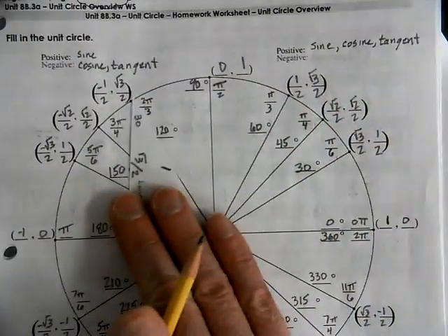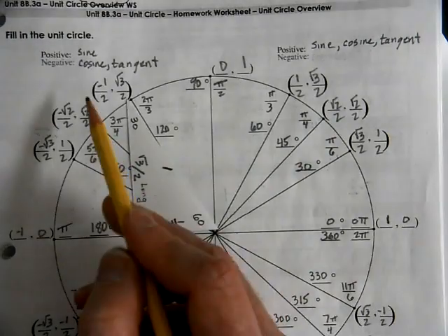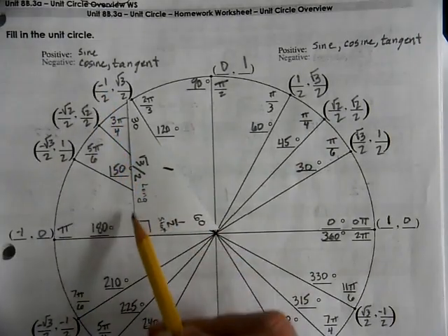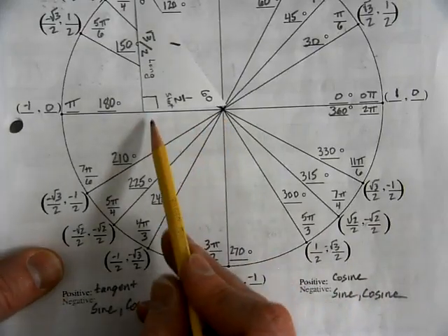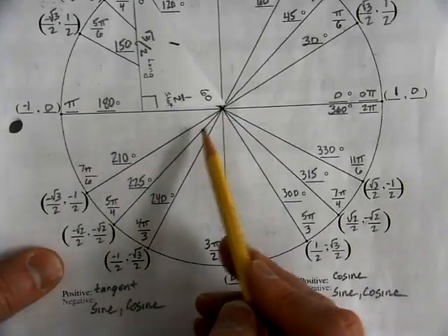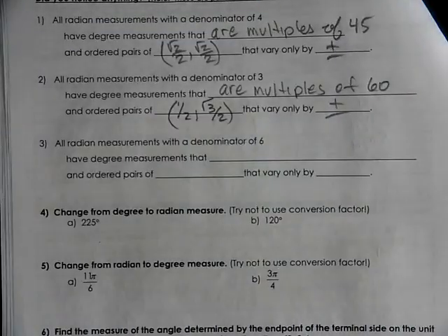To the left is negative x's. Up is positive y's. Left and down would be negative, negative. Right and down would be positive, negative.